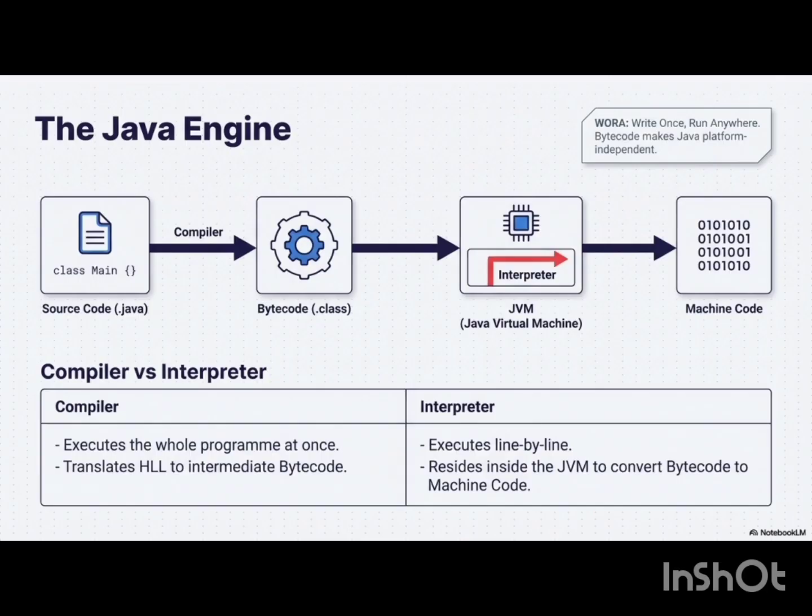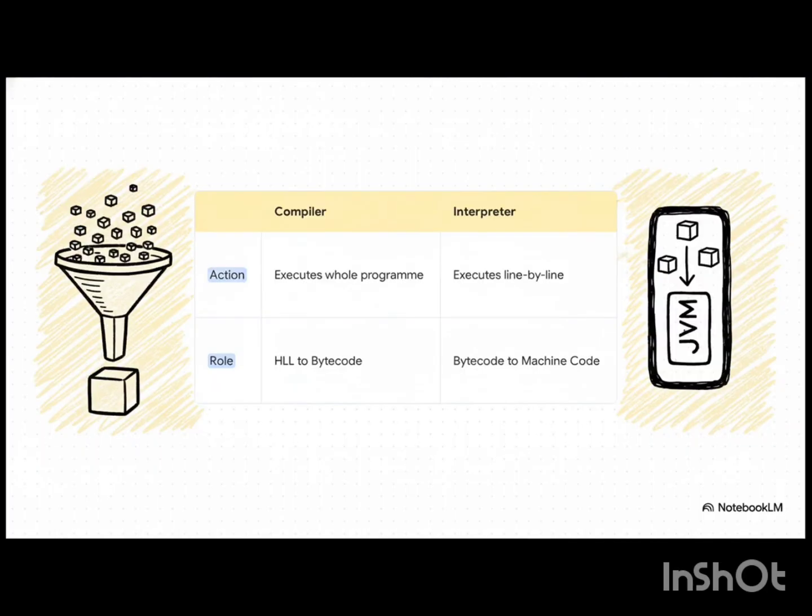Then, the Java Virtual Machine, or JVM, which is like a mini computer inside your computer, uses its interpreter to translate that universal bytecode into the specific machine code your computer can execute. So the most important takeaway here is the difference between these two. The compiler does its job all at once, before the program even starts. It translates everything into bytecode in one go. The interpreter, on the other hand, lives inside the JVM and does its work on the fly, translating the bytecode line by line while the program is running.